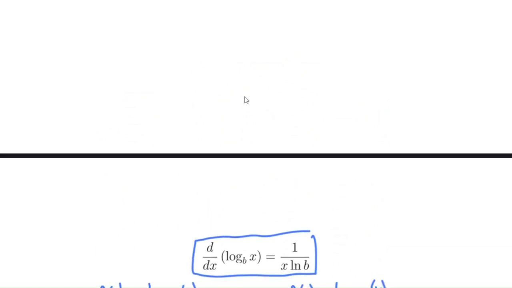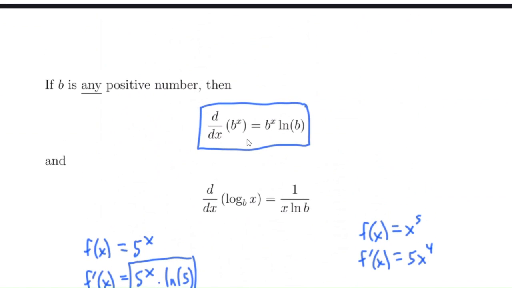So again, these formulas are nice to know, and they're more general formulas. But really, you're going to only need to know the special case of these formulas when b is e. You're just going to need to know that the derivative of e to the x is e to the x. And the derivative of natural log of x, right, log base e of x, is 1 over x. Okay, because in those cases, the ln of b part, which would be ln of e, just simplifies to be 1. And so that part just gets knocked off in these formulas when we're using b equals e.